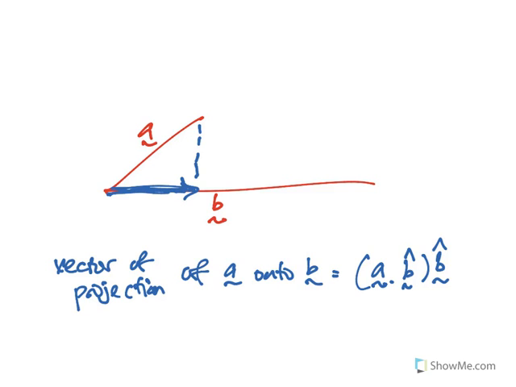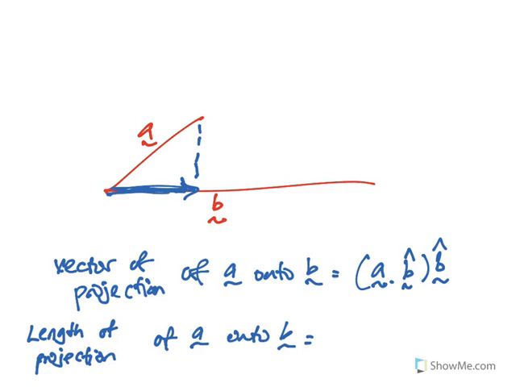Vector projection length. The length of this is just the magnitude of this. So the length of the projection is just the same as the length of the vector. Length of projection of A onto B equals the magnitude of this, so I'm finding the magnitude of A dot B hat. Then I can split the modulus. What's the modulus of B hat? What's the magnitude of this? Just 1, so I can throw it away. That's why this is the answer.